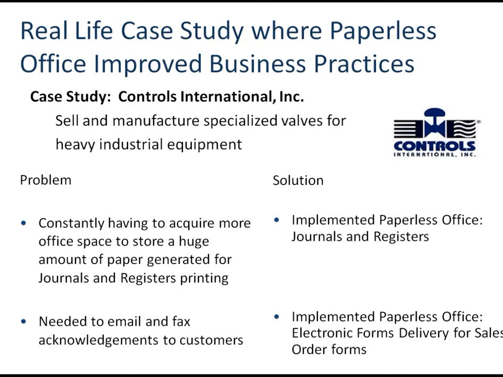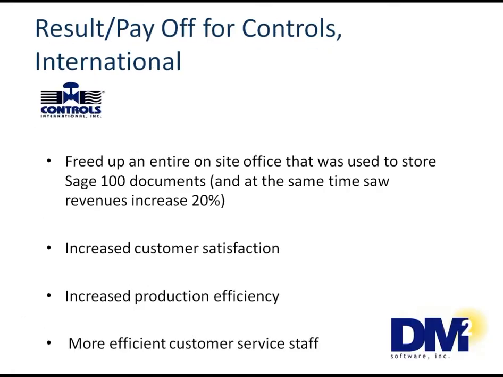And if you have any customized forms, such as a customized bill of lading or picking sheet, that can be emailed to either a customer or an internal person at your organization. And then for Controls International, it freed up an entire office site that was used to store the documents. So they kept seeing the revenue increase, the paper increase, but they weren't having to allocate more office space because Paperless Office allowed them to electronically file all that information. So they basically got rid of all that office space that was used just to store the filing cabinets and the boxes of the documents.